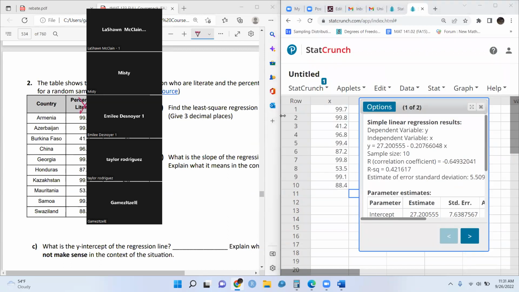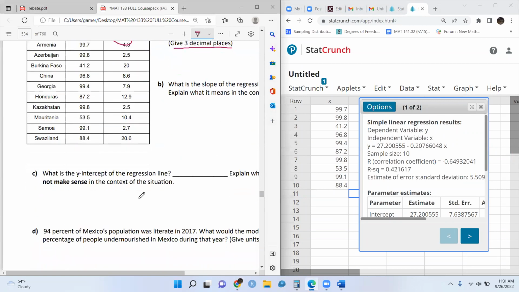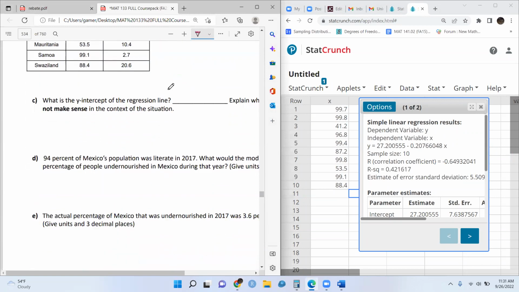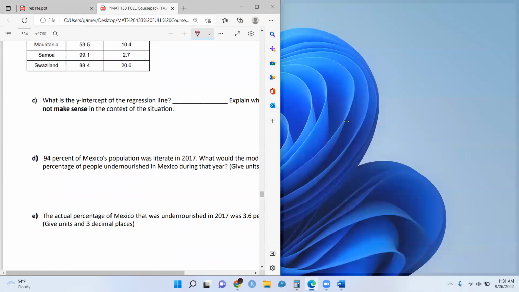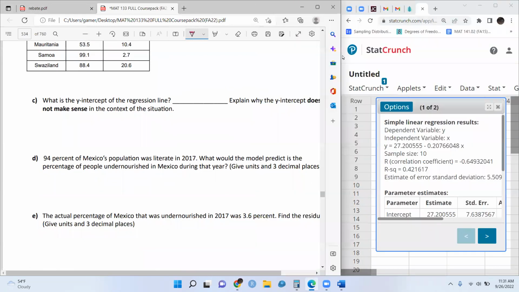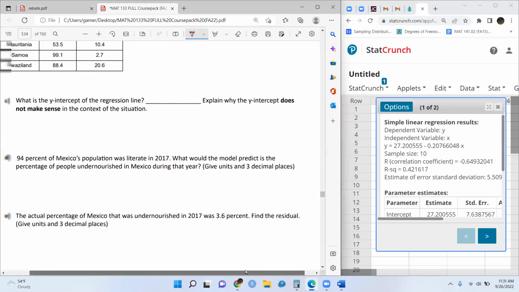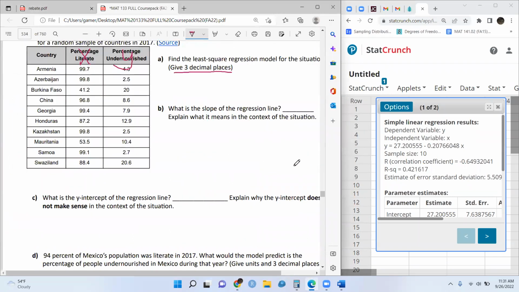Reagan, do we round up the decimals or write all of them? Let's see. So here it says give 3 decimal places for the least squares regression. Like for the Y-intercept, do we round it to 3 or just do the thing? It doesn't say, does it? Do a couple. Yeah. Okay. Since they're percentages, 1 or 2 decimals was plenty.